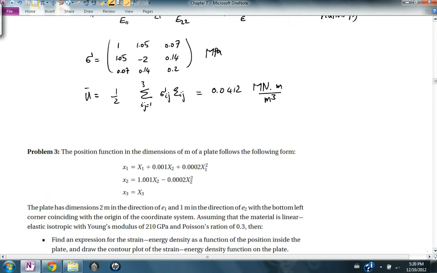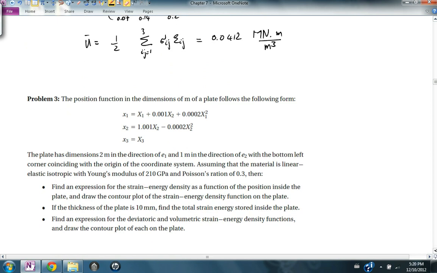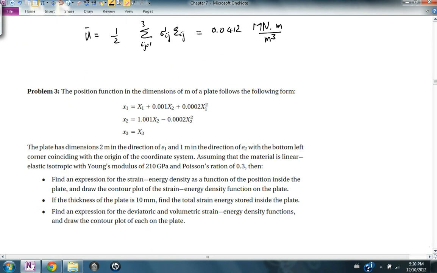The final problem in the energy section is for a plate that deforms in a nonlinear fashion. The position function in the dimensions of meter of a plate follows the following form. So I have a plate that has dimensions 2 and 1.